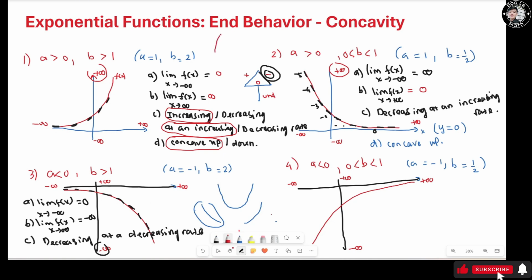If you see something like this, part of this shape, the function is concave down. So the function is concave down. Now let's move on to the last one.